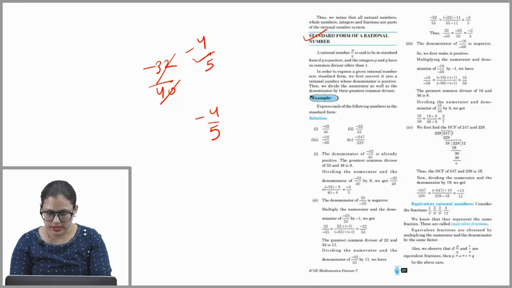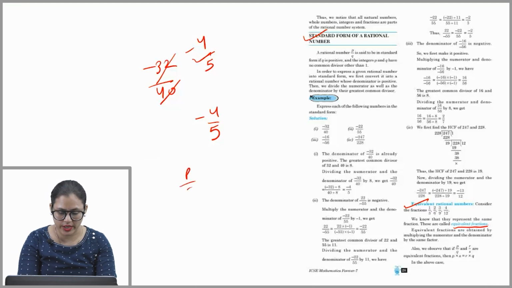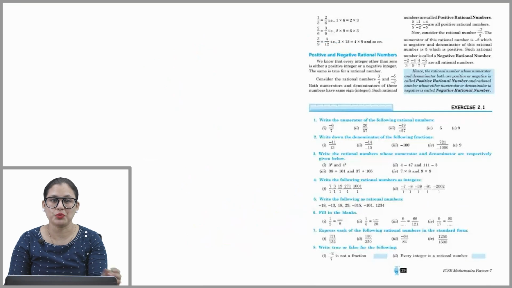Next, equivalent rational numbers. Consider the fractions 1 by 3, 2 by 6, 3 by 9, 4 by 12. We know that they represent the same fractions. They are called equivalent fractions. Equivalent fractions are obtained by multiplying the numerator and the denominator by the same factor. Also, if p by q and r by s are equivalent fractions, then p into s is equal to r into q, about which you have already studied in the previous class.